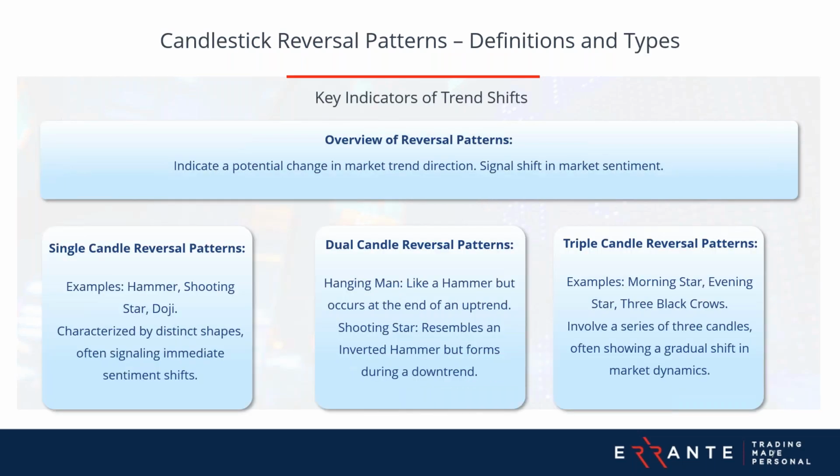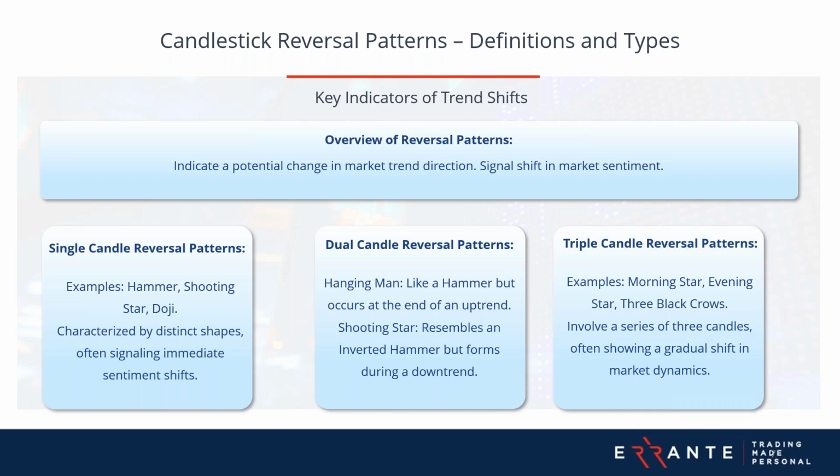In our last webinar, we focused on the critical role of candlestick reversal patterns in technical analysis, which are key indicators of potential shifts in market trends and sentiment. We covered how these patterns can signal an impending change in the direction of the market. We examined single candle reversal patterns, if you remember, such as the hammer, shooting star, and doji.